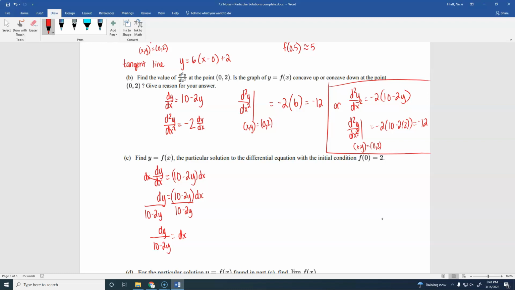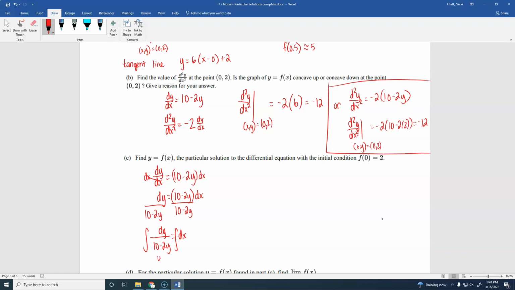So this is what it should look like if we separate variables. You're going to get a point for separating those variables in this, usually. Now we need to integrate both sides. The right-hand side is just going to be x plus c. But we don't want to integrate it yet. We've got to do a u du substitution here.